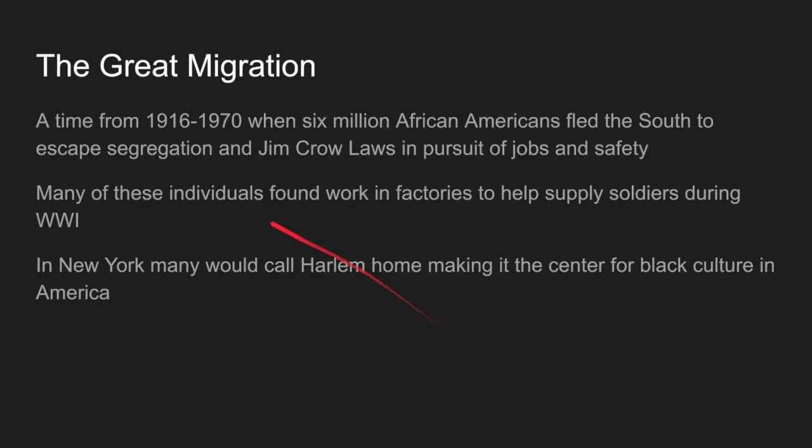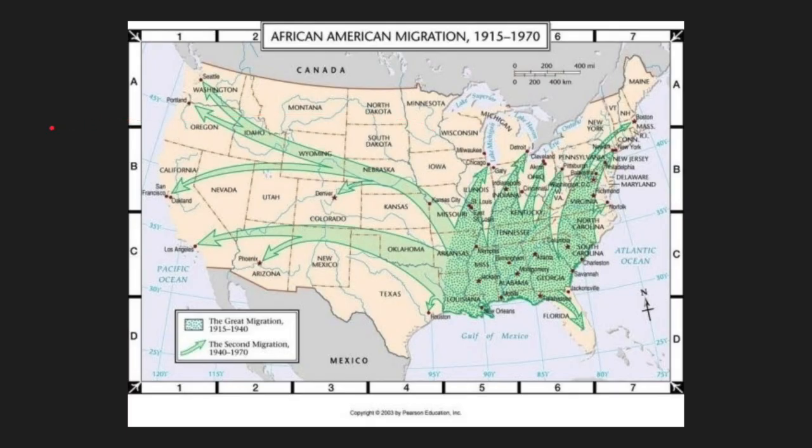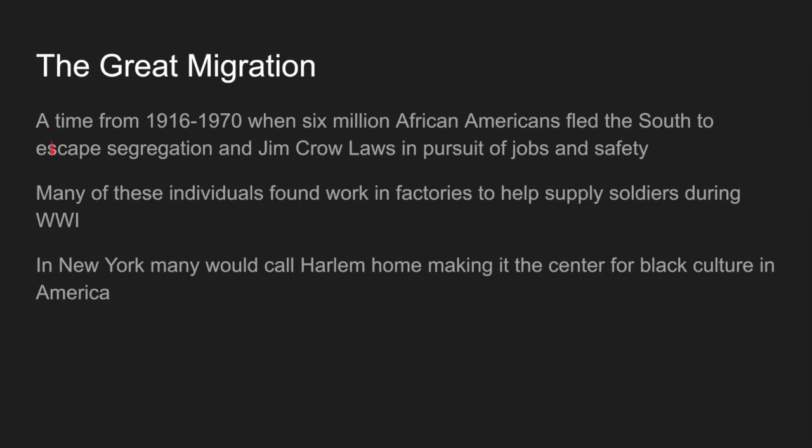So there was this time known as the Great Migration. This was a time from 1916 and a second wave that started in 1940 to 1970 when 6 million African Americans fled the South in order to escape segregation and Jim Crow laws in pursuit of jobs and safety. Many of these individuals found work in factories to help supply soldiers during World War I. In New York, many would call Harlem home, making it the center for black culture in America.